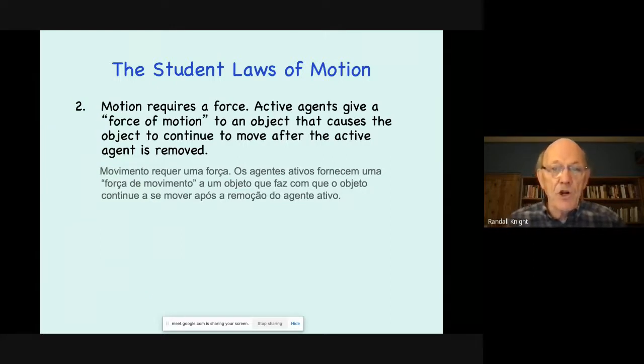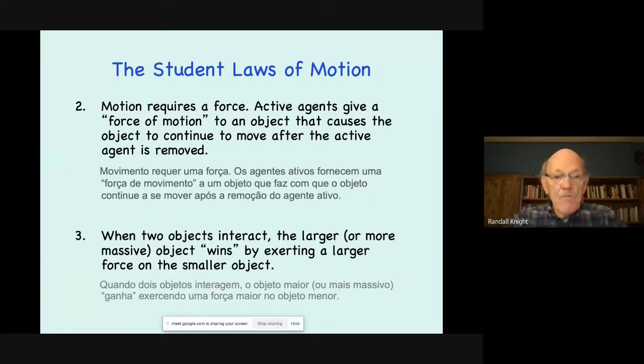It doesn't last forever. And as it wears down, if you probe students, you'll find that this is the way most of them think, you know, it's that upward force of motion or force of the throw kind of wears off, then eventually the object reaches its highest point. And as it's falling back down, they will usually tell you that indeed gravity is the only force as it's falling back down. And then finally, when two objects interact, the larger or perhaps more massive object wins.